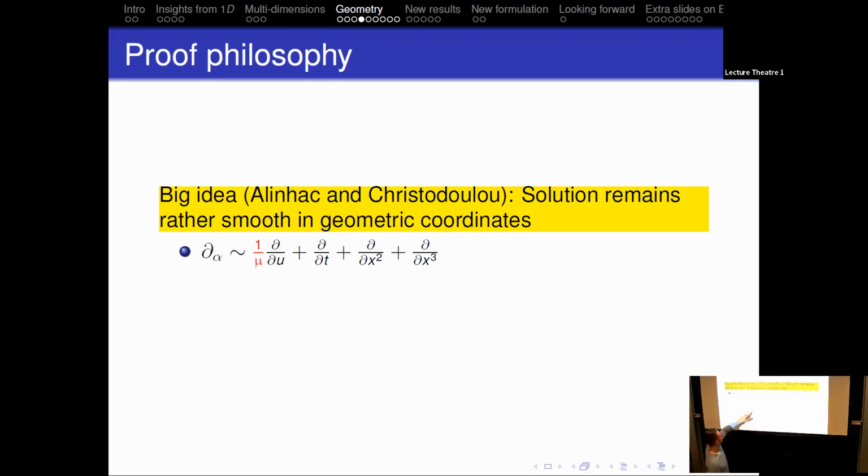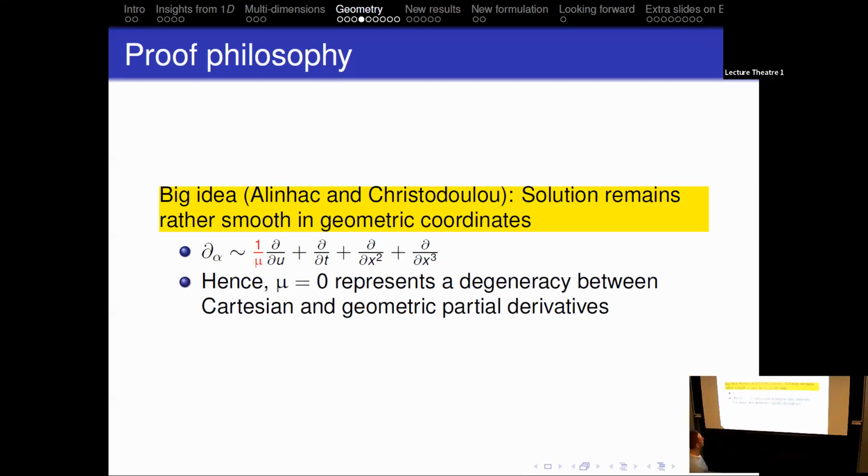So in other words, from this formula, it's quite evident how the u, t, x2 and x3 derivatives of something can remain bounded, while the d alpha derivatives blow up when mu goes to zero. So if, for example, ddu of something is order 1 and mu goes to 0, you can easily see that the Cartesian derivatives can blow up. And in fact, this is how the proof of gradient blow up works. You do all of the hard analysis in geometric coordinates, and then at the end of the day, you recover the blow up of the Cartesian gradient from a formula like this.